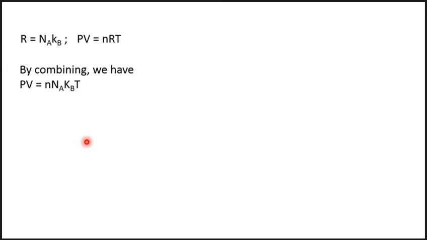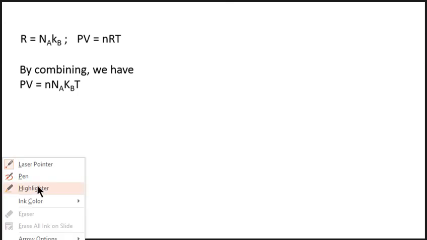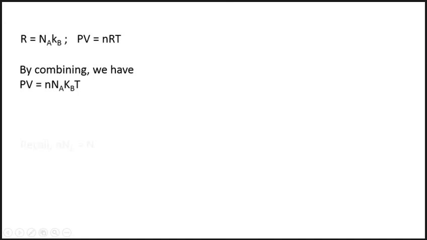Now I need us to recall when we were discussing Avogadro's constant. I said Avogadro's constant is equal to the number of molecules over number of moles, meaning that Na equals capital N over small n. So if I make the capital N, which is the number of molecules, the subject of the formula, then I will end up getting this right here.